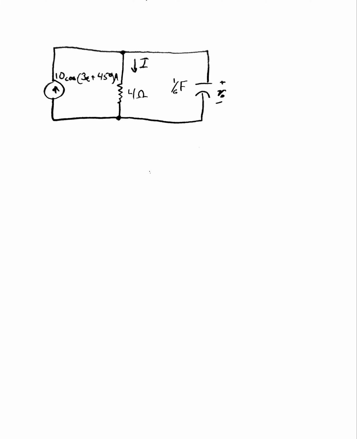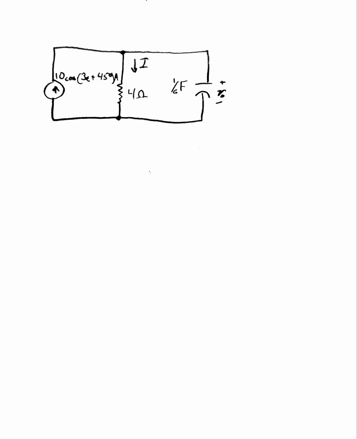So if we look at the circuit here, we have a current source, we have a resistor, and we have a capacitor. Before we can start analyzing this, the first thing we need to do is pay attention to the values. So we see that the current source is listed as 10 cosine 3t plus 45 amps. Then the resistor is 4 ohms, and the capacitor is listed as 1/6 farad. We also see that we need to find the current through the 4 ohm resistor, and we also need to find the voltage across the capacitor. These are the two outcomes.